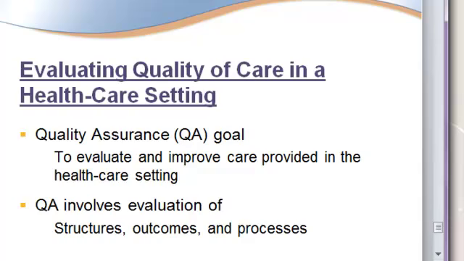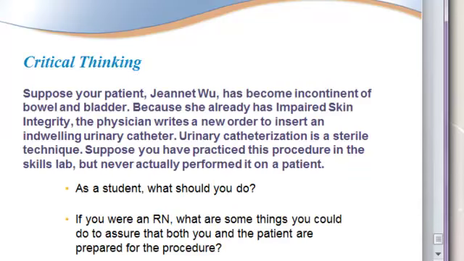When we evaluate quality of care in a healthcare setting, it's QA. Our QA goal is to evaluate and improve care provided in the healthcare setting, and it also involves evaluation of structures, outcomes, and processes in the healthcare setting. We'll be talking about quality assurance and management of care, but it's one way that we evaluate the plan of care and the patient care outcomes as it applies to the patient from admission to discharge.